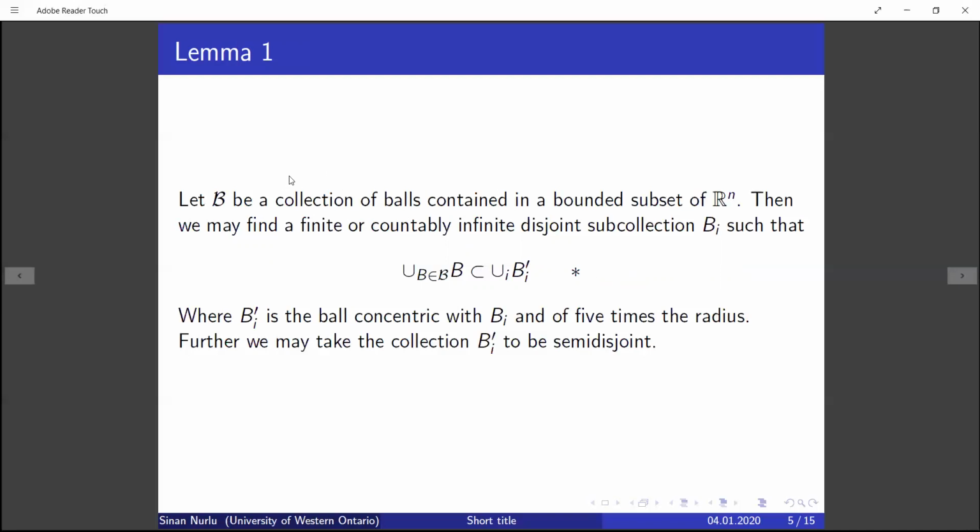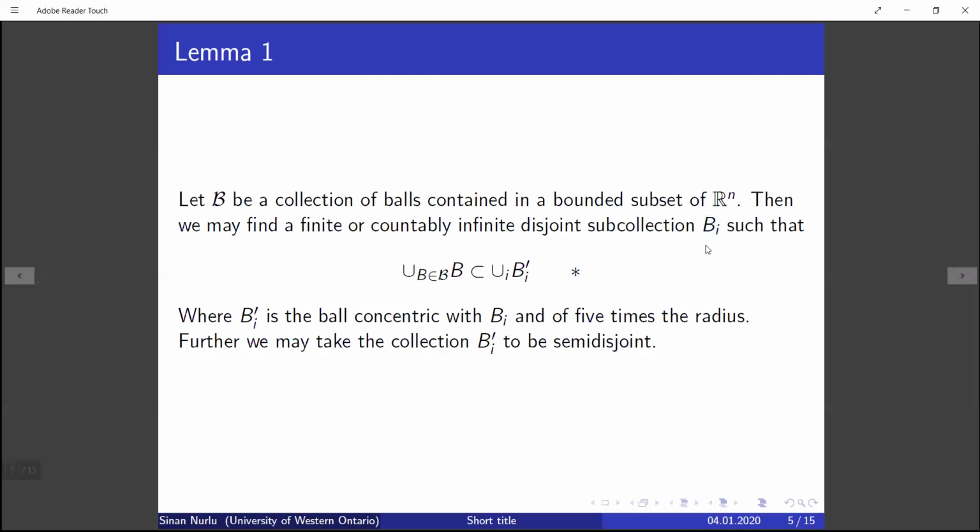So let's first understand what the lemma says. Let script B be a collection of balls contained in a bounded subset of R^n. Then we may find a finite or countably infinite disjoint subcollection B_i, such that the union of B is contained in the union of B_i primes, where B_i prime is a slightly modified version of B_i. They're concentric with B_i, but their radii are 5 times larger. Furthermore, we can make these B_i primes semi-disjoint. Well, it's a pretty easy trick. The main part is to derive such B_i primes and the construction of these B_i's.